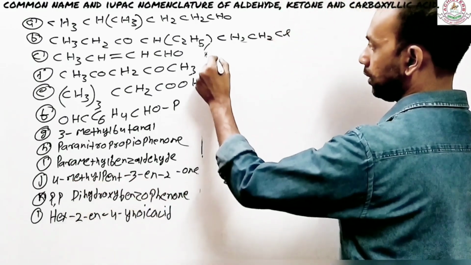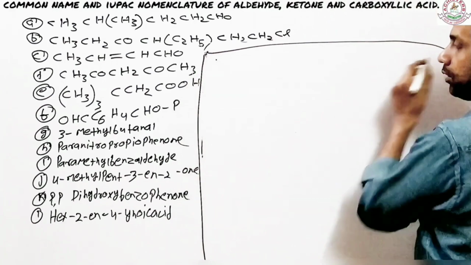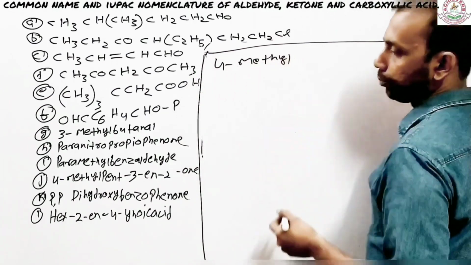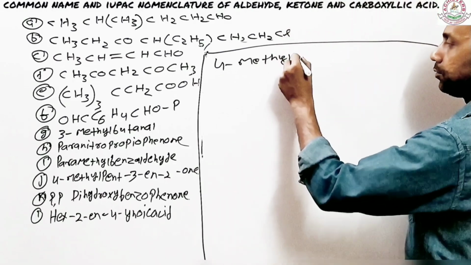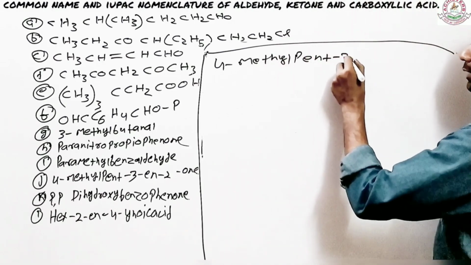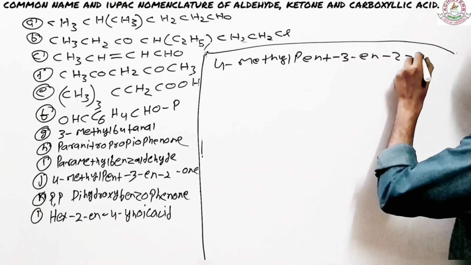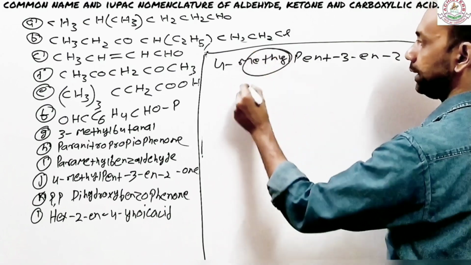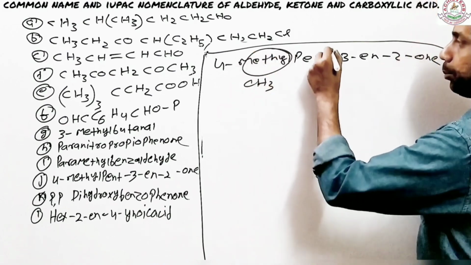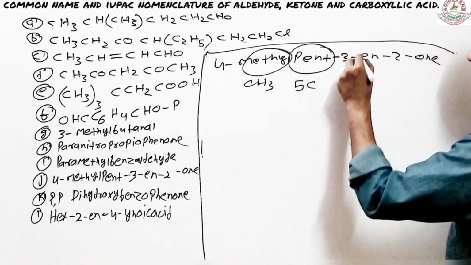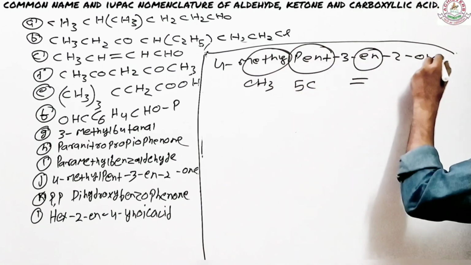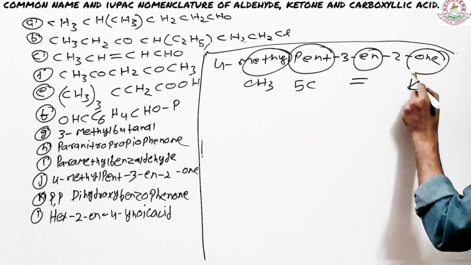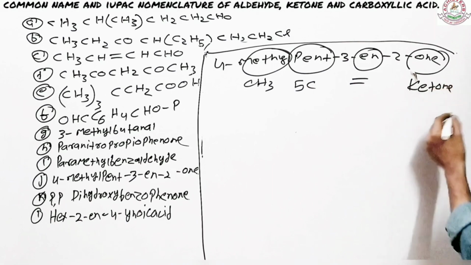4-methyl pent-3-en-2-one. Probably this is. Okay, so again concentrate. This is your methyl here. This is your methyl. Pent, 5 carbon. En, double bond. One, ketone group. Let me write it, ketone. This is your ketone. What do you have to do?